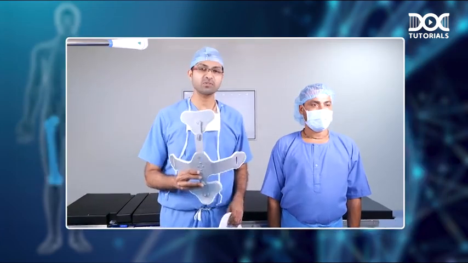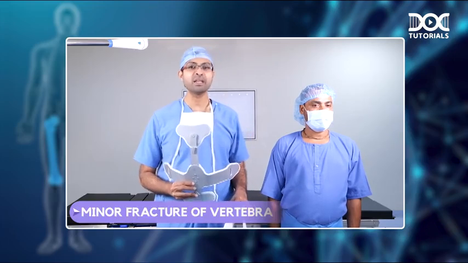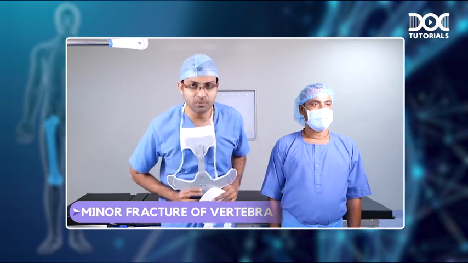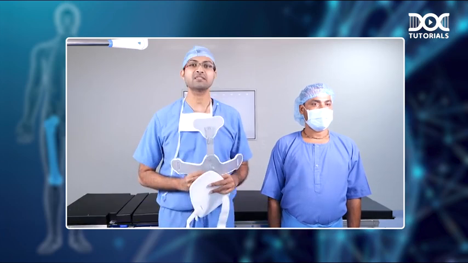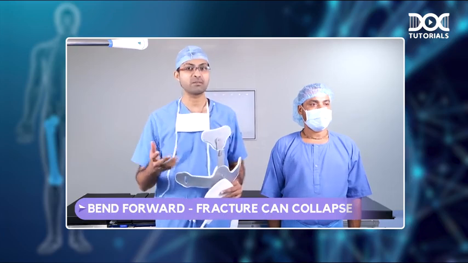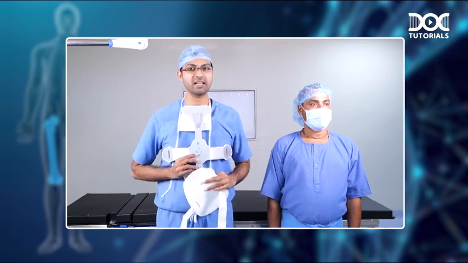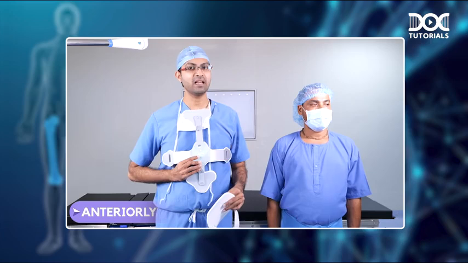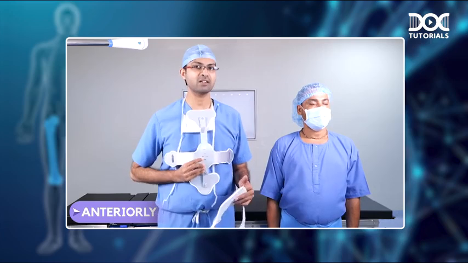So what is the use of this brace? Again, this is used for minor fractures of the vertebra, where it is important that the patient does not stoop forward or bend forward, because if the patient tries to bend forwards, there is a chance that the fracture can collapse and become unstable. So in order to prevent that, you are putting this brace anteriorly. So remember, this is a spine brace even though it is applied anteriorly like this, in order to prevent forward flexion of the spine. Understood?